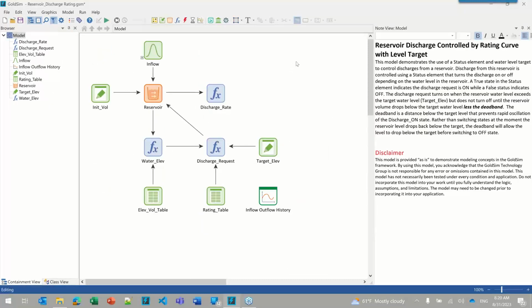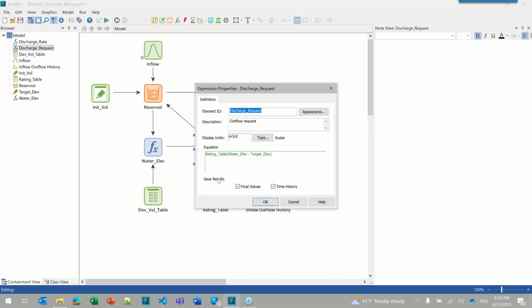Okay, so this model doesn't have a status element. Similar setup though. We're calculating a water level over time, and we have a target elevation. And now what we have instead of a status element is a rating table. This is quite common, but I want to talk about a few things with this. So what we do with a rating table is we're looking at the depth of water from the target. I think that's what we're doing.